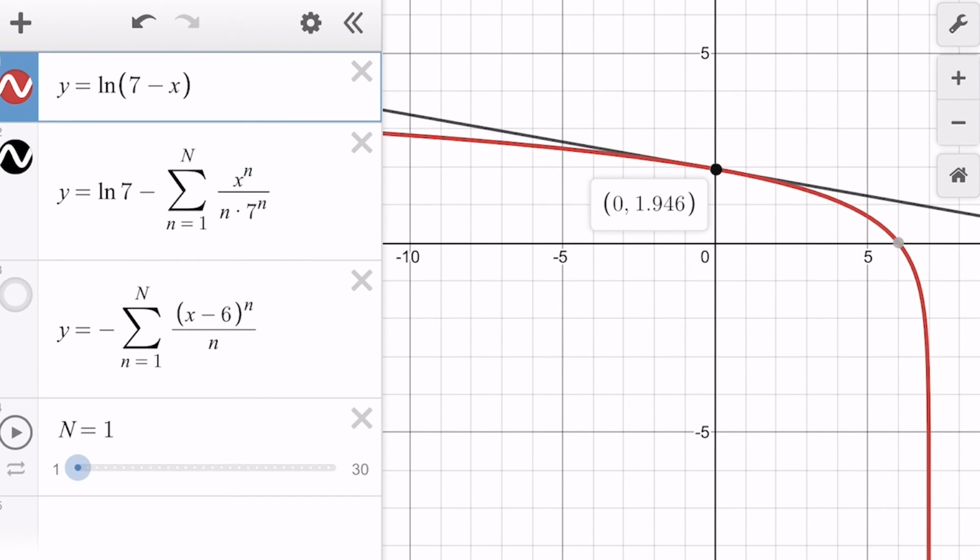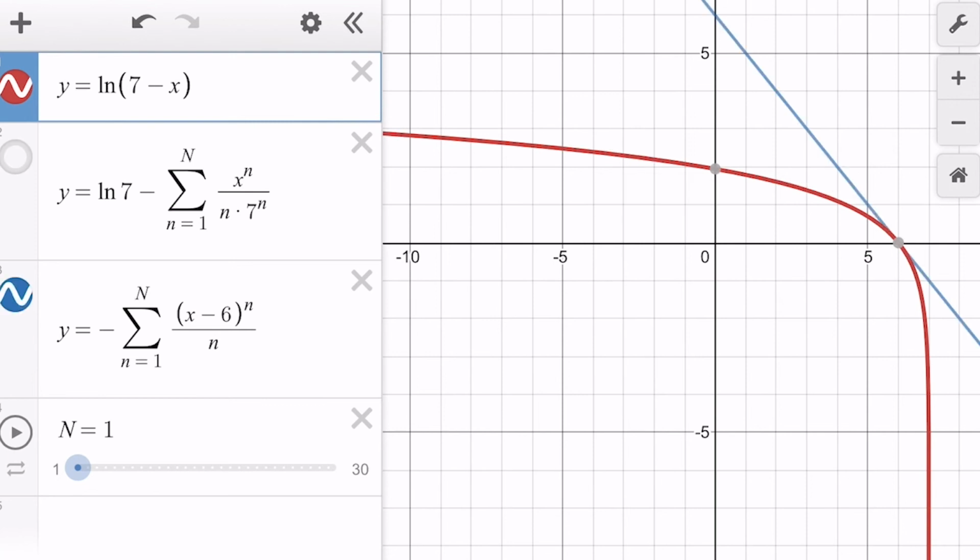If we investigate the other solution that we got, so let's turn this one off and this one on, we can see that the point of tangency occurs at x equals 6, and that's because this series is centered at x equals 6. So a series is always centered at the a value where you have x minus a, and that's one of the important reasons why we want to write a series in the form of x minus a number, or just x by itself if we're centered at 0.